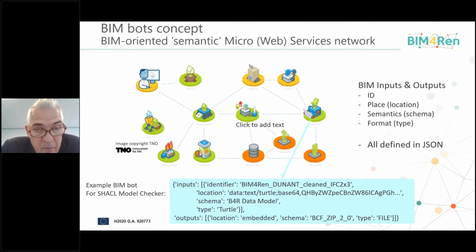And you see an example below of a specific BIM bot that is specified, the Shekel model checker. Madhu will tell later about that. And you see how inputs and outputs are specified in certain ways. You can identify an IFC file. You can say something about the data model, about the type, etc. And the different output files. In this situation it is the BCF file, the BIM Collaboration Format file.